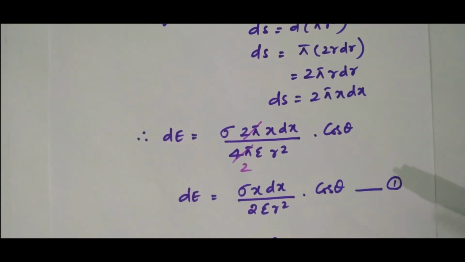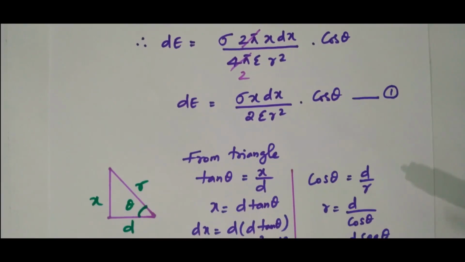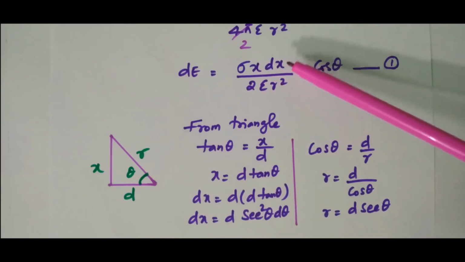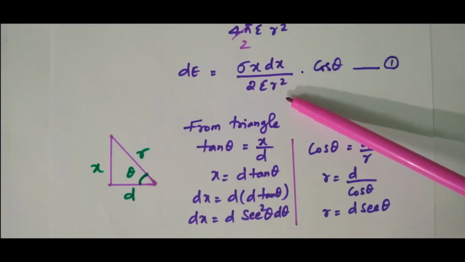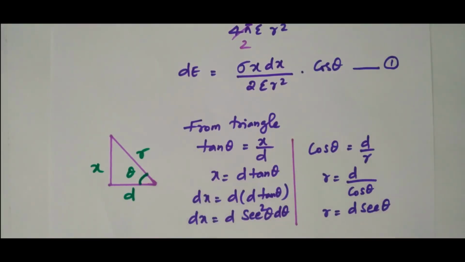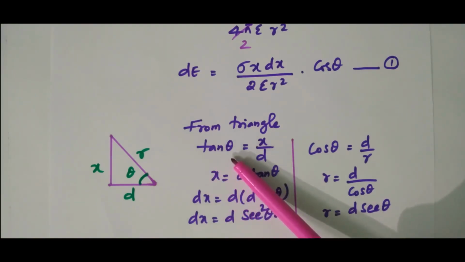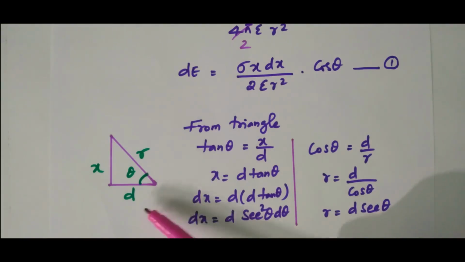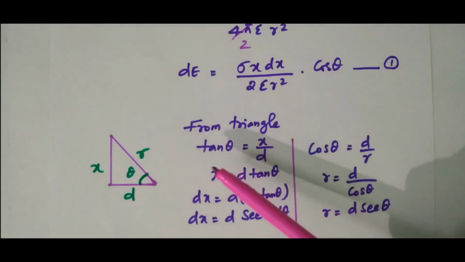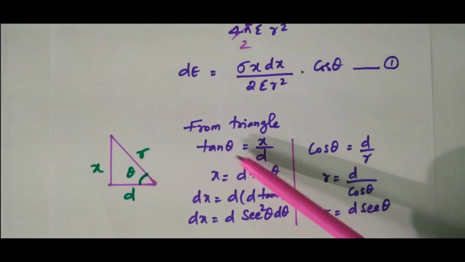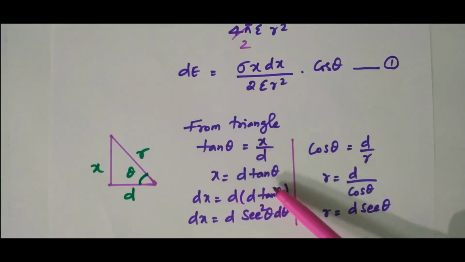Now we have one triangle available. From this triangle we are going to find the expression for x, followed by dx and r. Right, x, dx and r we can find from this triangle. So first we will find tan theta. Tan theta is nothing but opposite side by adjacent side. So this is theta, the opposite side is x, the adjacent side is d. So x by d, right? So tan theta equals x by d. So x equals tan theta into d. You cross multiply this, so that x equals d tan theta.